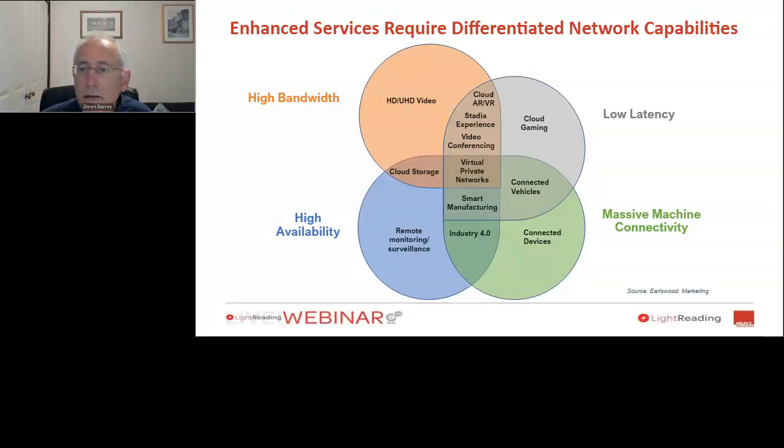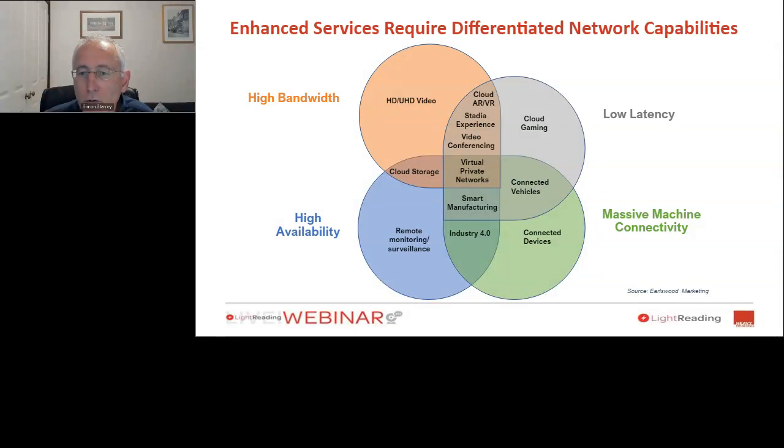The rapidly growing number of connected IoT devices require massive machine connectivity and need to work with remote systems that require battery lifetimes of 10 years or more. Towards the center of the chart are a whole range of services that require a mix of network capabilities. Cloud AR, VR, and Stadia experiences require both high bandwidth and low latency.